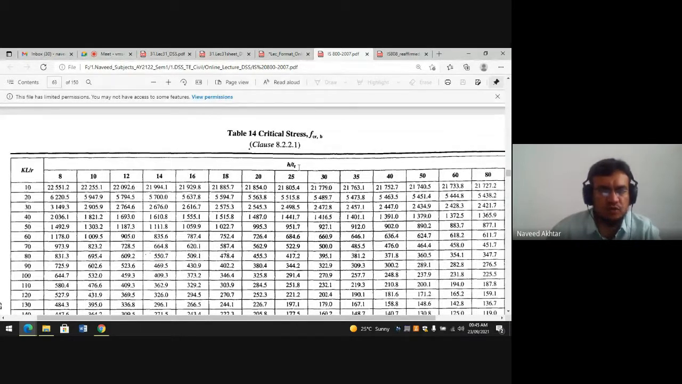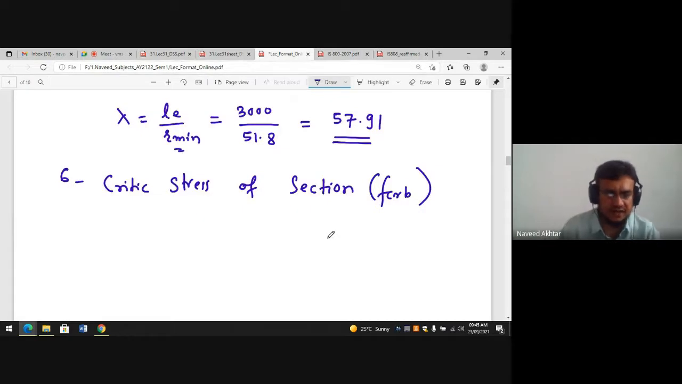We need to find the HF by TF value. KL by R is already known to us: LE by R minimum, and this is the HF by TF value. From this HF by TF value we will find the critical stress using the table. So I will find FCRB by using the table. For that we need the HF by TF value, which we have to find.